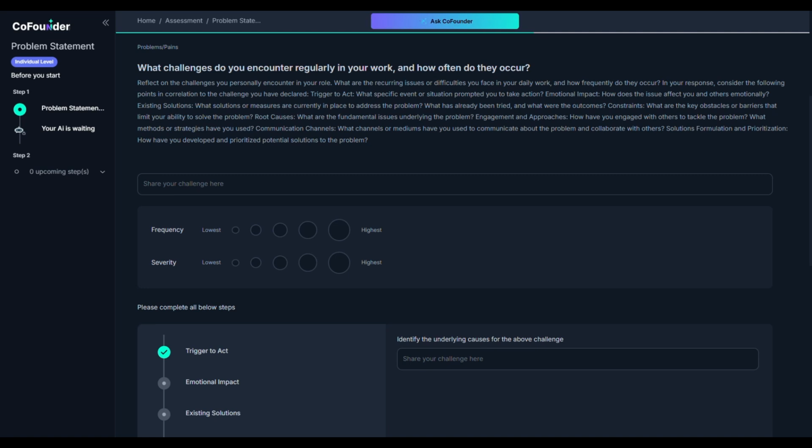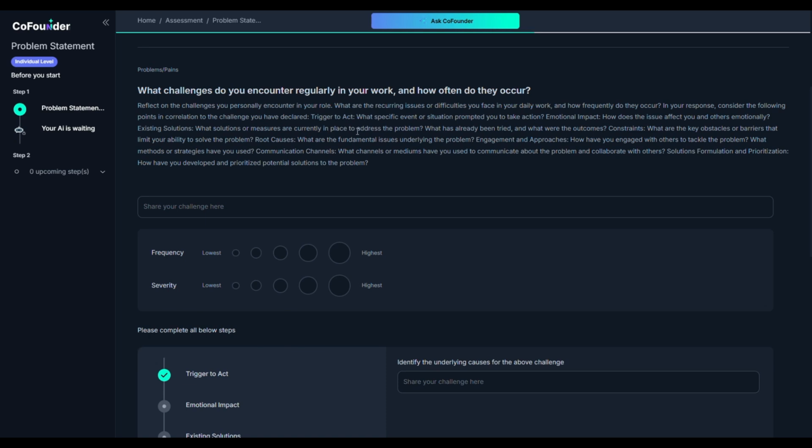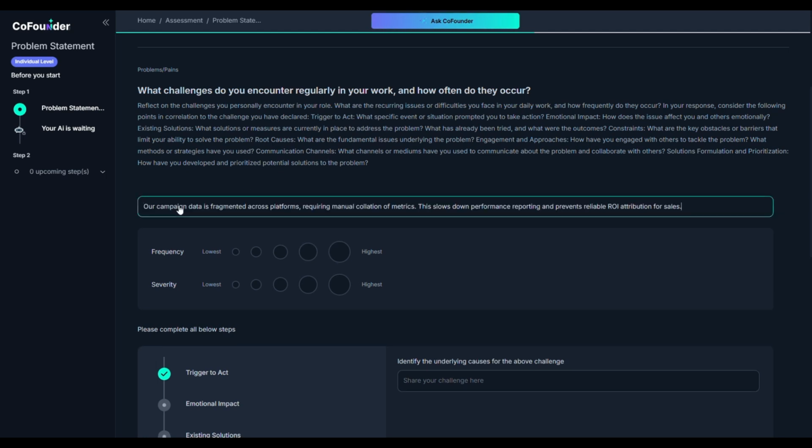Here's the first challenge I deal with every single week. Our campaign data is scattered across platforms, CRM, paid media, web analytics, and email tools. Reporting is a mess. I spend hours manually stitching data together in Excel just to answer basic questions. Sales keeps asking, which campaign influenced this deal? And I have no reliable, real-time answer.